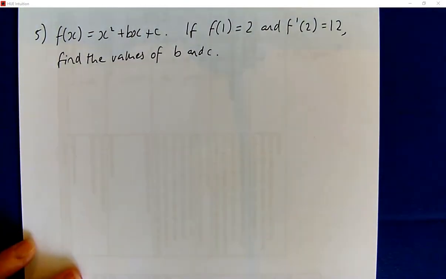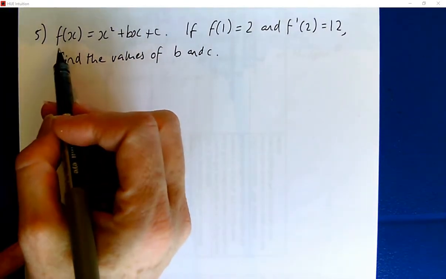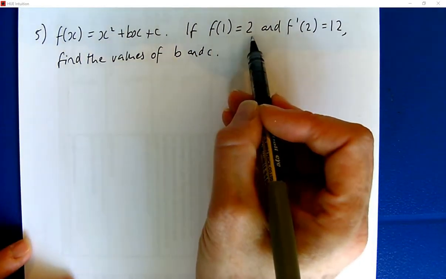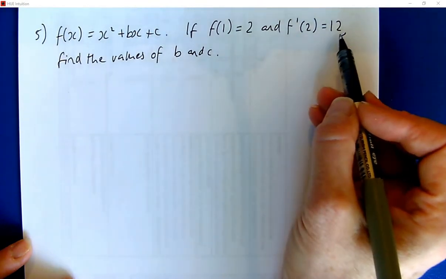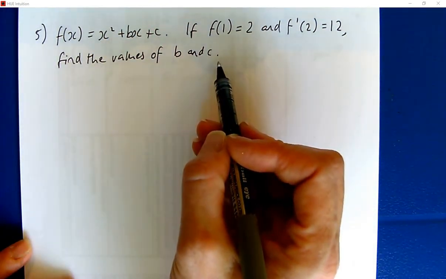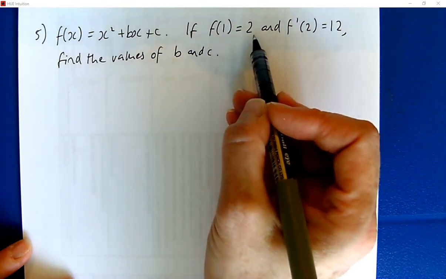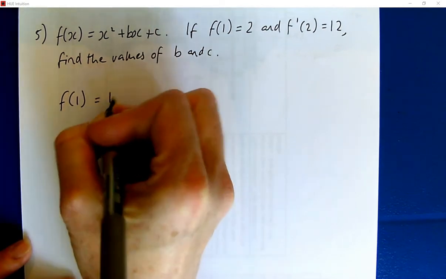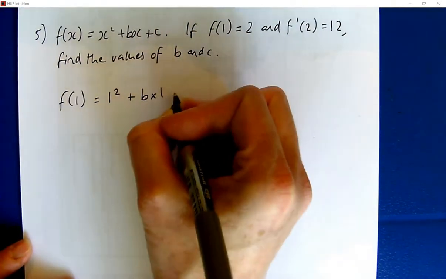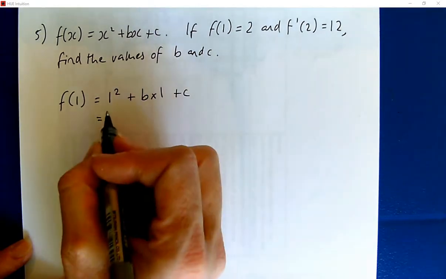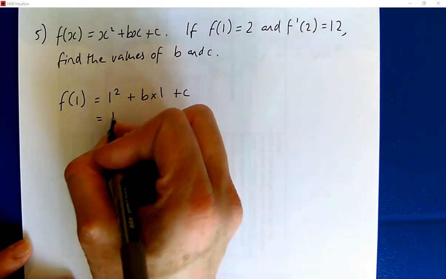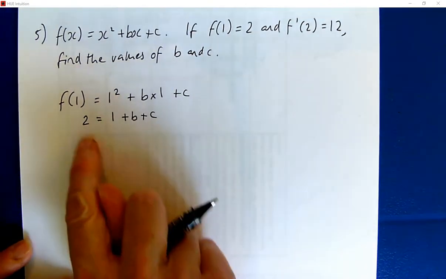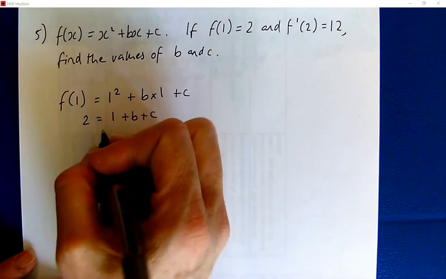Okay, right, so we have a function, f of x is a quadratic. If we know that f of 1 is 2 and f dash 2 is 12, find the values of b and c. So this is just the straightforward substitution into the function. Let's try that first. So f of 1 would be 1 squared plus b times 1 plus c. So that simplifies to be 1 plus b plus c. And we're told that f of 1 is 2. Okay, so I'm going to just keep the b and the c on one side and subtract 1.